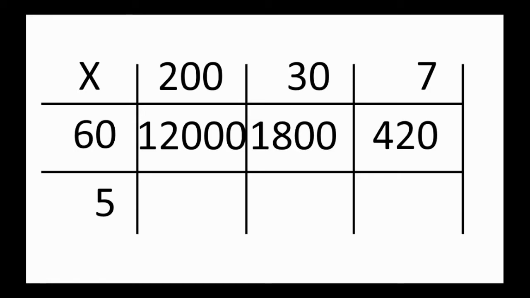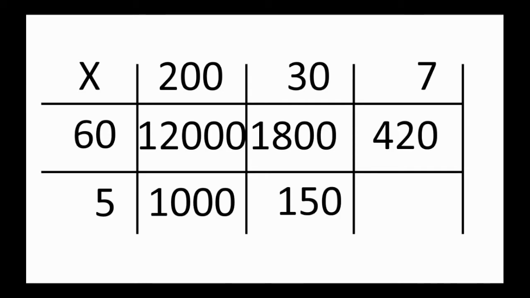We're going to take 200 and multiply by 5. We're going to take 30 and multiply by 5. And we're going to take 7 and multiply by 5.